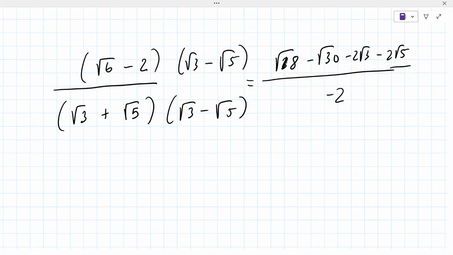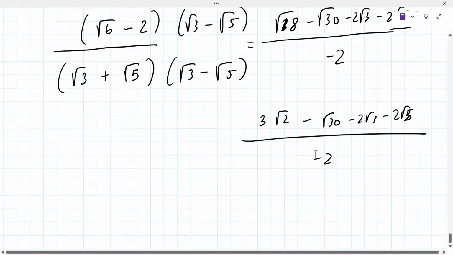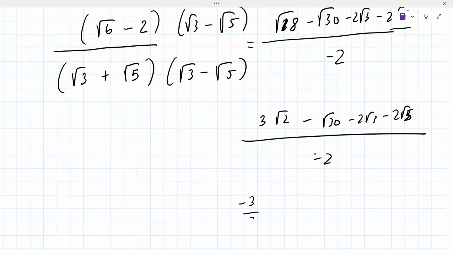Square root of 18 does reduce to 3 root 2. Square root of 30 does not. And none of these other ones reduce as well. And then you have to divide each of them by -2. Doesn't work out great, but it's just like -3/2 root 2 plus square root of 30 over 2 plus square root of 3 plus square root of 5, like that.